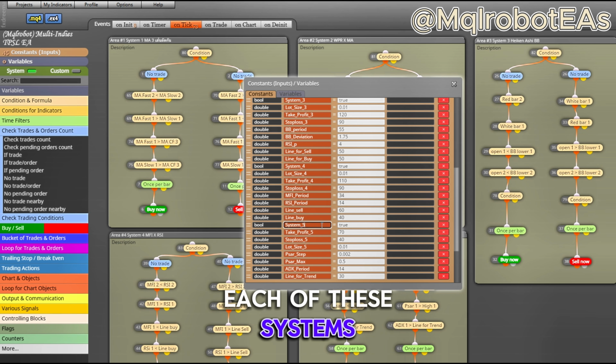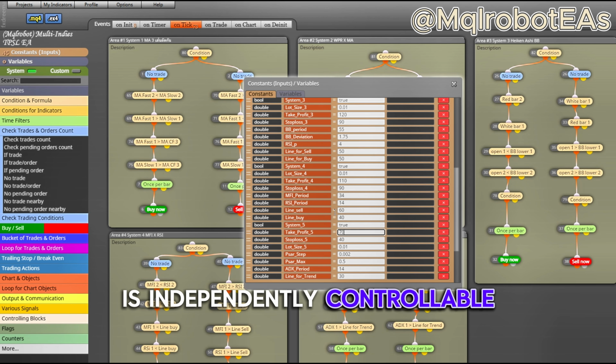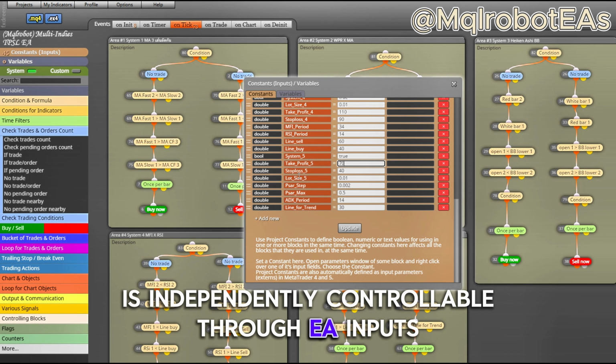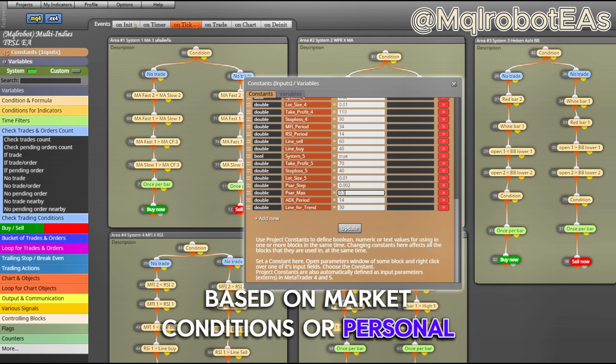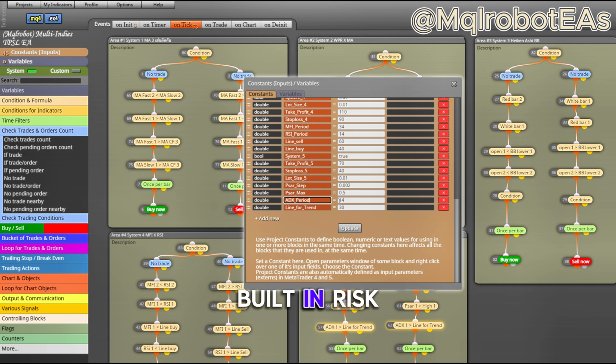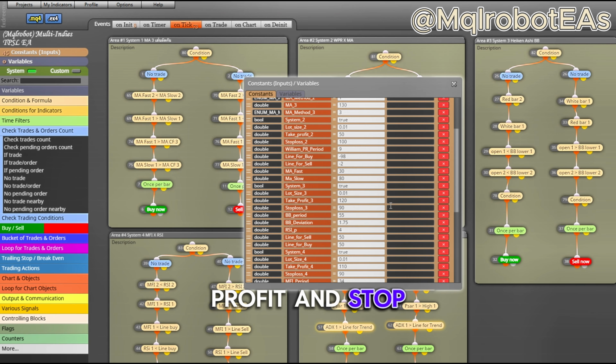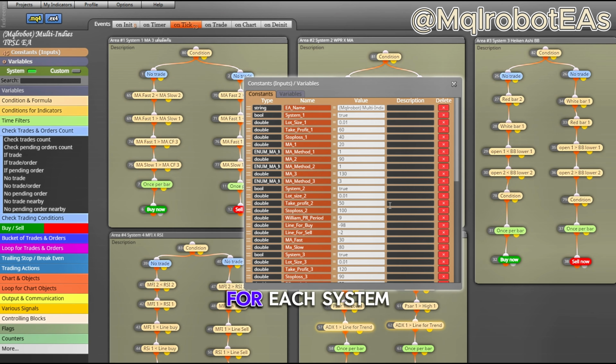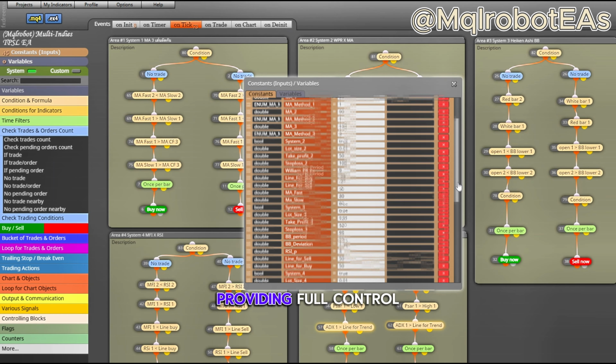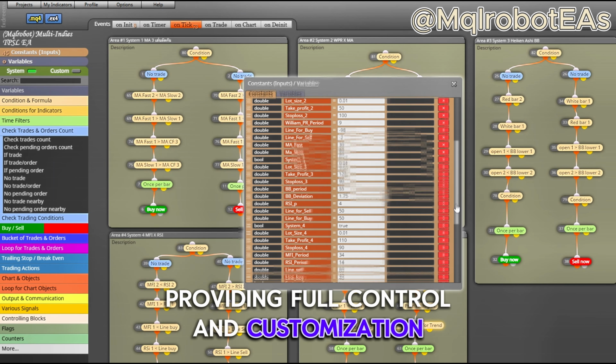Each of these systems is independently controllable through EA inputs, allowing you to enable or disable specific strategies based on market conditions or personal preference. Built-in risk management: this EA includes individual take profit and stop loss levels for each system. You can define the lot size, indicator parameters, and exit settings for each strategy block, providing full control and customization.